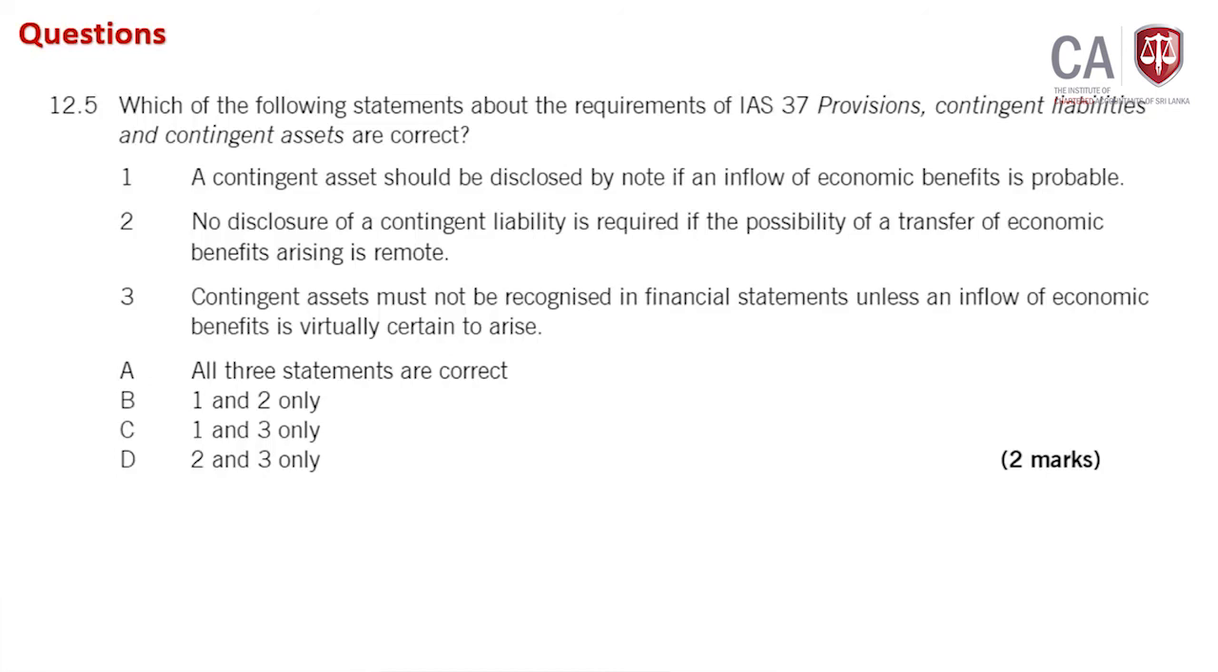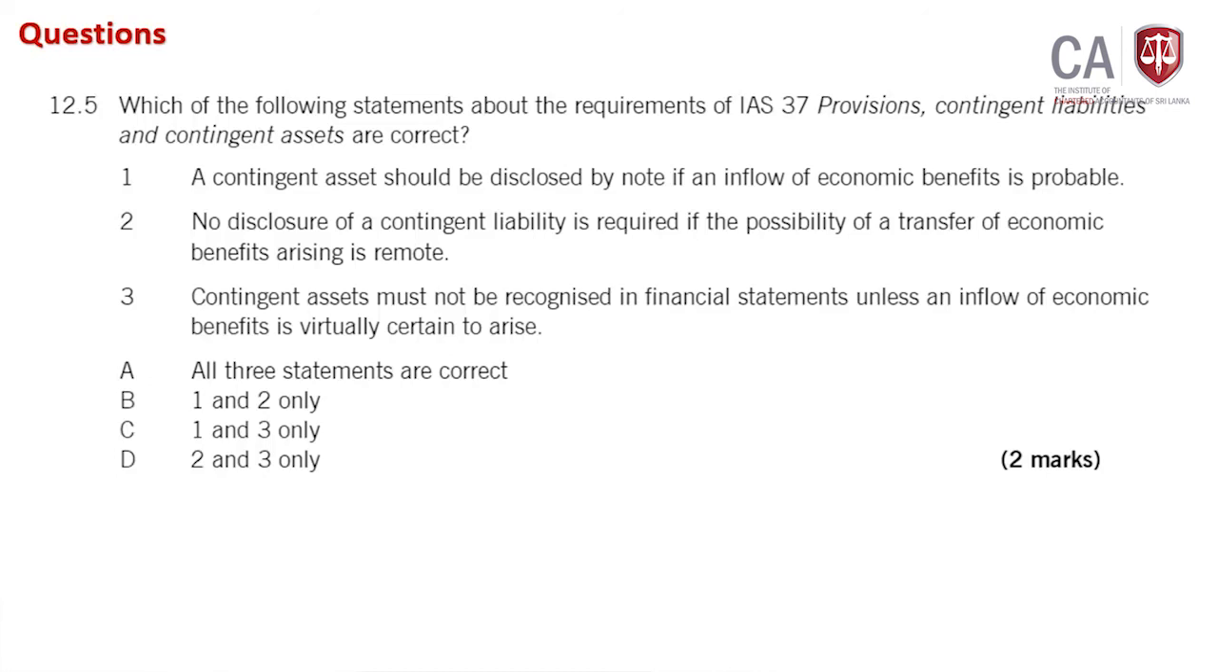Contingent asset should be disclosed if inflows of economic benefits are probable, correct. But if it is virtually certain, it's an asset. Since they are not talking about virtually certain things, it is probable, so contingent assets should be disclosed. No disclosure of contingent liability is required if the possibility of a transfer of economic benefits is remote. If it is remote and there is no possibility, no need to disclose.